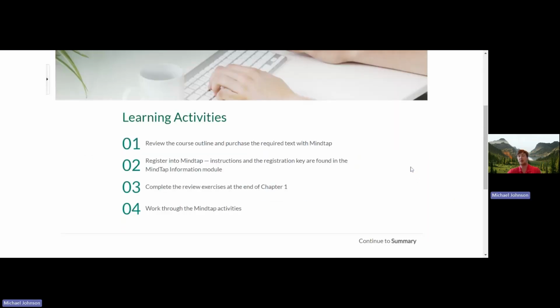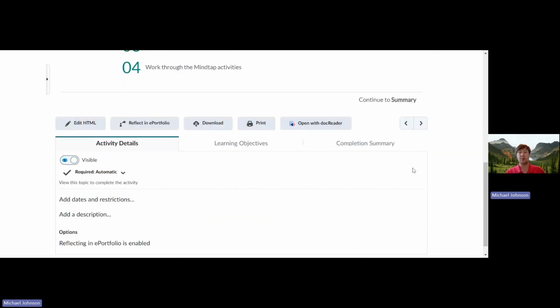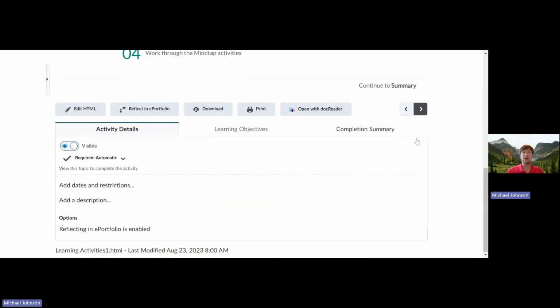So make sure that you get the textbook. The textbook is going to help you with a lot of the practice. The textbook is required to get a lot of the practice that you need to succeed in the course.